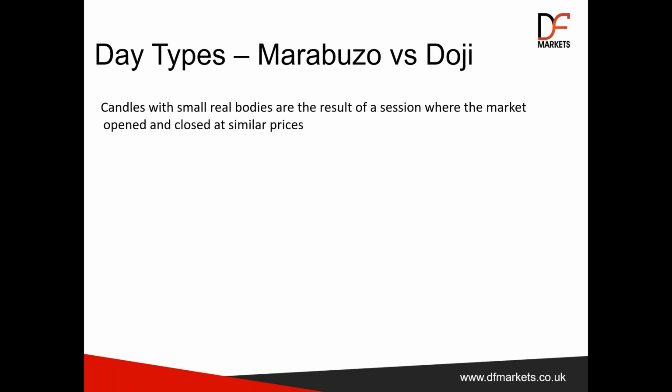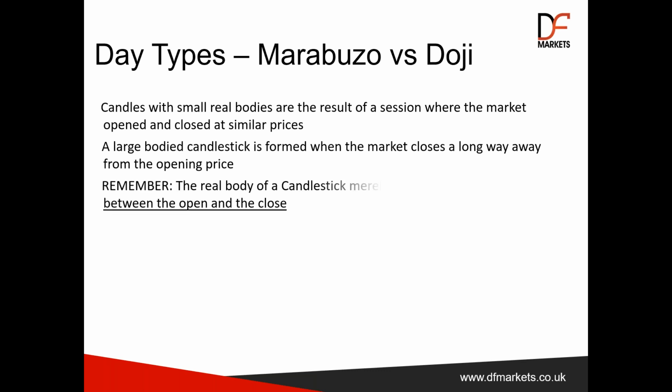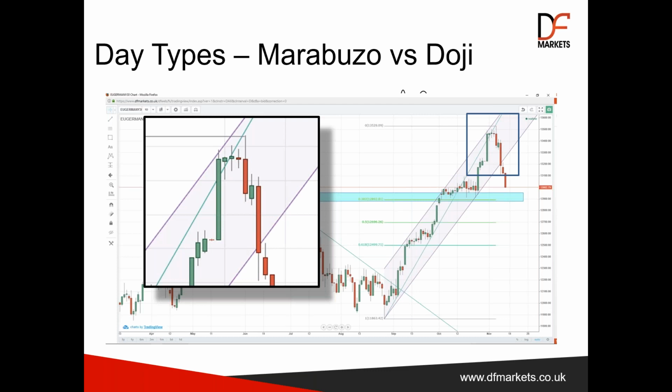So yeah, candlesticks with small real bodies are the result of a session where the market opened and closed at similar prices, whereas large-bodied candlesticks are formed when the market closes a long way from the opening price and just moves in one direction over the course of the day. Remember, the real body is just a representation of the difference between the open and the close. And Doji candlesticks can be a signal of a reversal in a trend, and here we have the DAX chart from a few weeks back.